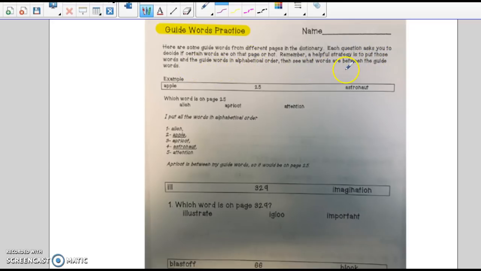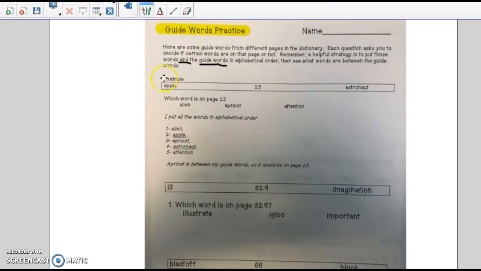Remember that a helpful strategy is to put those words and, this is really important, the guide words in alphabetical order. Then see what words are between the guide words. And I'm going to show you a little trick for that I think is helpful. So make sure you remember you put all the words. Do not leave out the guide words, or there's really nothing that you can get out of it.